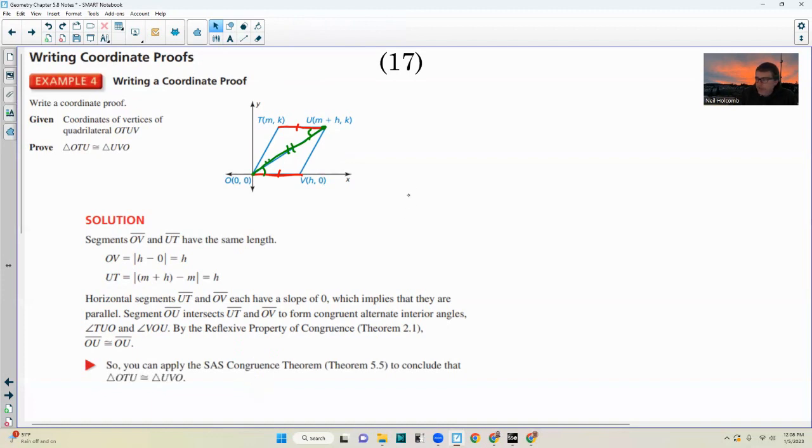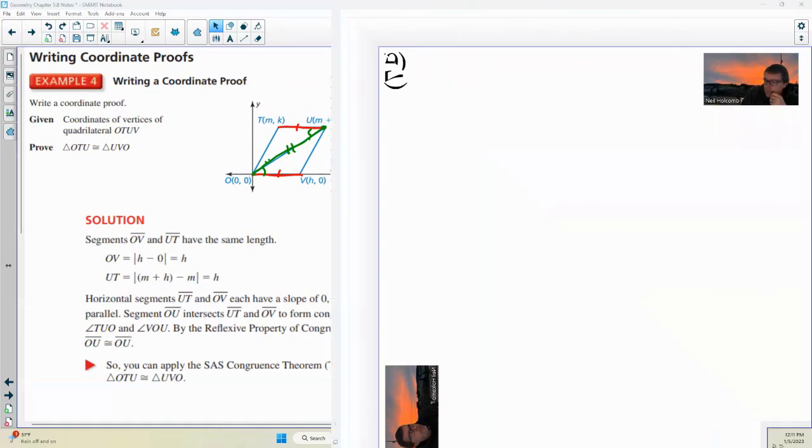And that's that. So that's how you use coordinates to prove two triangles congruent. Now you should be able to do problem number 17.